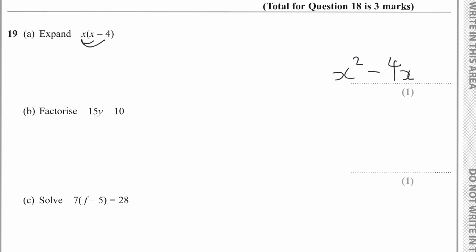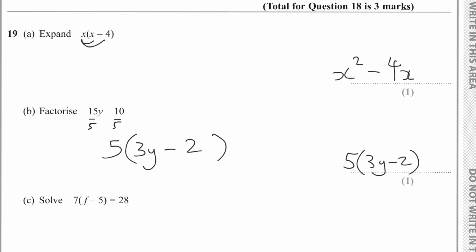Then it wants us to factorize 15y minus 10. So the common factor between them is 5, because 5 goes into 10 and 15. So 5 is going to go on the outside of the brackets. Then we're going to divide everything by 5. So 15y divided by 5 would leave us with 3y, and then minus 10 divided by 5 would be minus 2. So that's our final answer for that one.